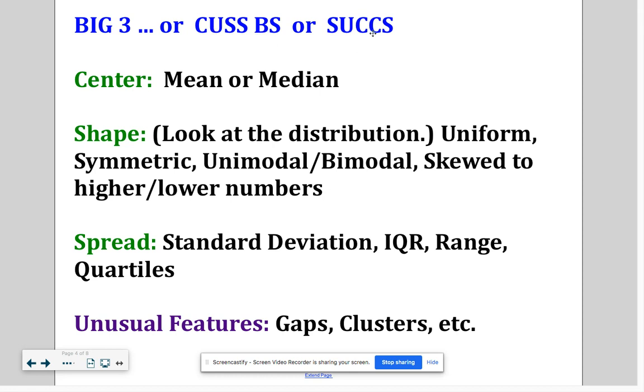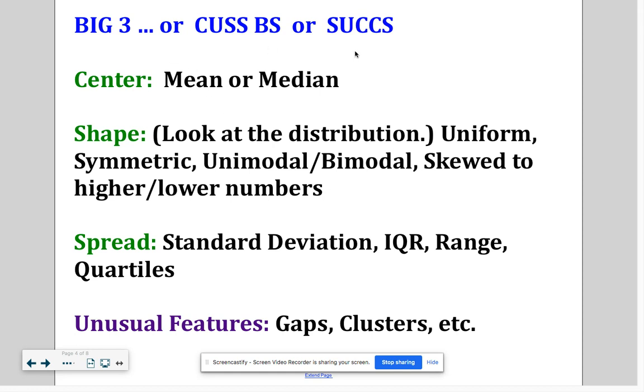And then the extra C on this one and the BS part of it on this one is just talking about writing everything up in context. So this one says be specific. So the BS is the be specific. Make sure you use context when you're writing these three things up. This C stands for context, right? So what I just talked about, center, shape, spread, unusual features, and then use context.